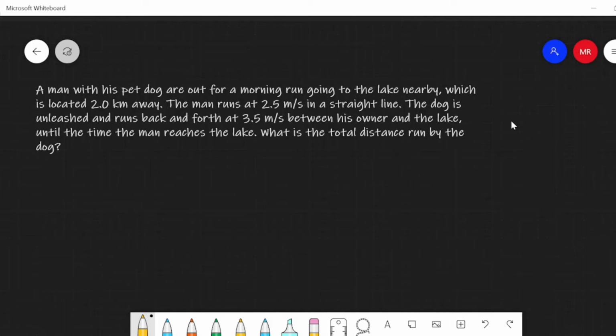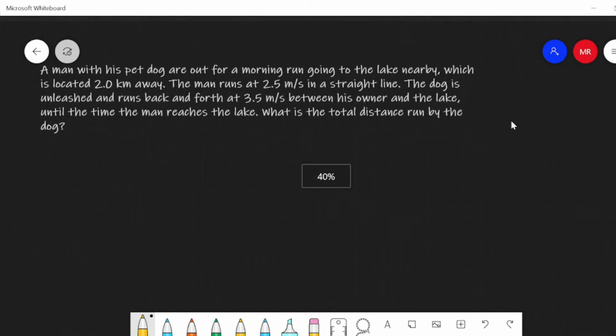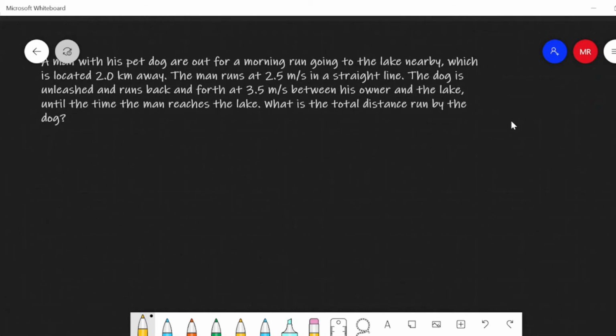So let's try to solve this problem. It involves our knowledge in kinematics in one dimension. Let us first know the given. First, the distance of the lake from the man and the dog. So this is distance, 2 kilometers away, or this is equal to 2000 meters.